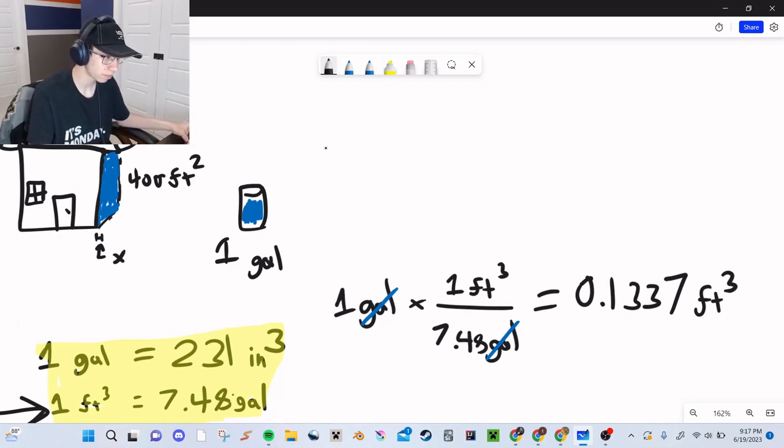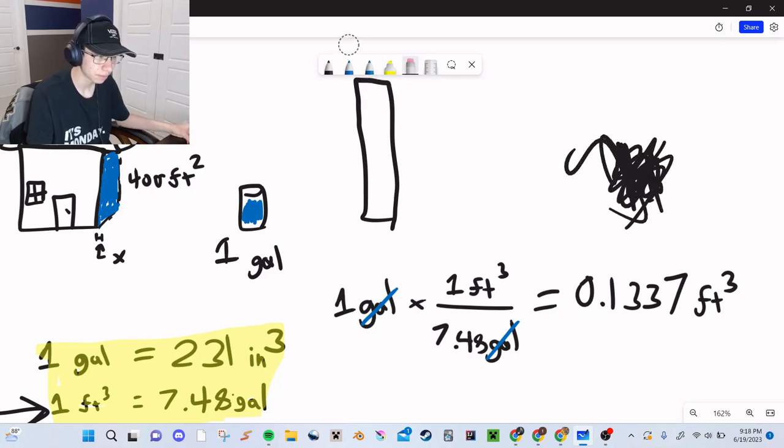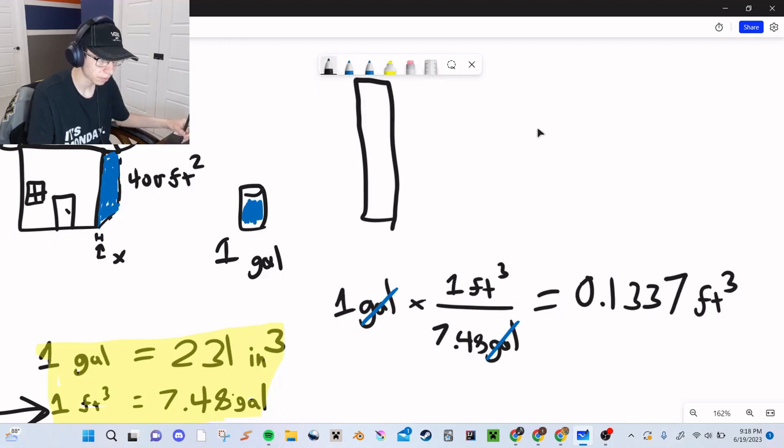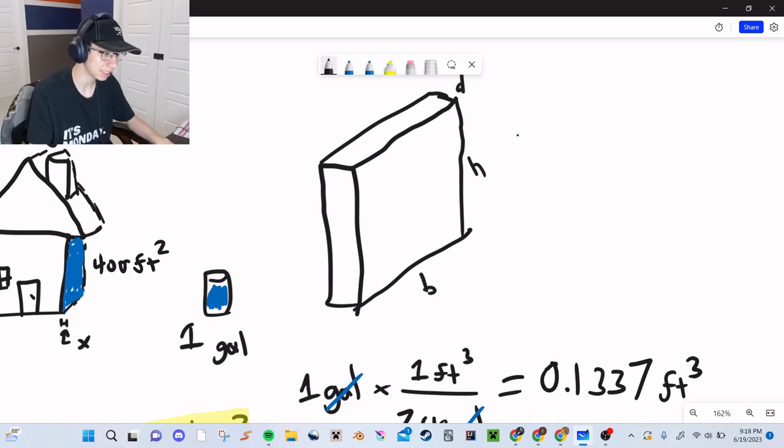I also know, because this paint, you could think of it as a very thin, this is not drawn to scale, technical difficulties. So we could think of this coating of paint as a very thin rectangular prism, right? And the volume of this prism is like base times height times depth, or length times width times height, whatever you use. And we already know what the base times the height is equal to. It says 400 feet squared.